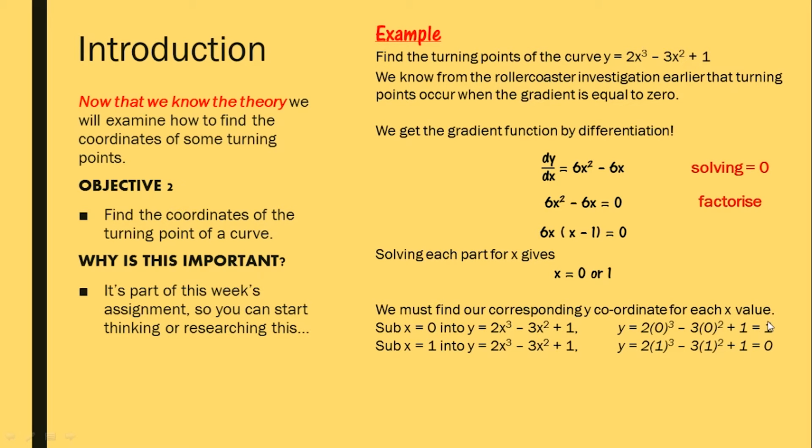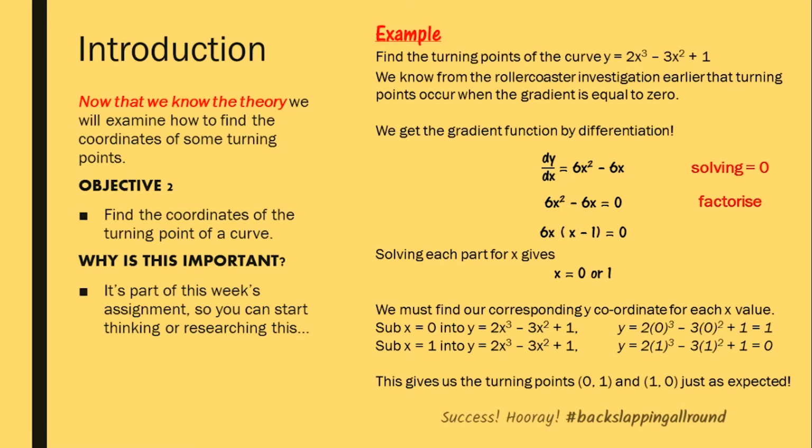So when x is equal to 0, y is equal to 1. And when x is equal to 1, y is equal to 0. This gives us the turning points (0, 1) and (1, 0), just as expected from before. And we've calculated them. Success! Hooray! I've even put in a hashtag for backslapping all round. It all worked out fine. Remember, if you had rearranged slightly incorrectly by moving the minus 6x over to the right and cancelling out an x, you wouldn't have got your x equal to 0 turning point. That's why factorizing like that is very important. You'll see this coming up a lot in past papers, but if you're unsure, give me a shout.